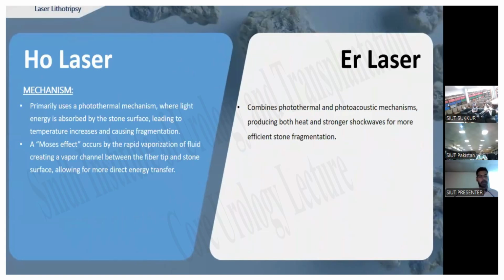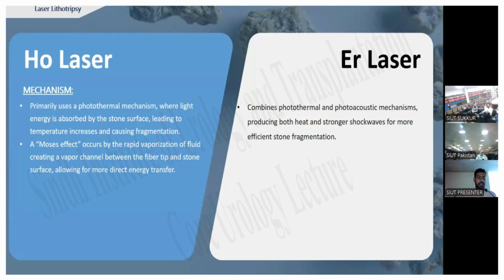The holmium laser primarily uses a photothermal mechanism, where the light energy is absorbed by the stone surface, leading to a temperature increase and causing fragmentation. Basically, when we target a stone with holmium, the light gets absorbed and it heats up the stone, and it causes it to break down.